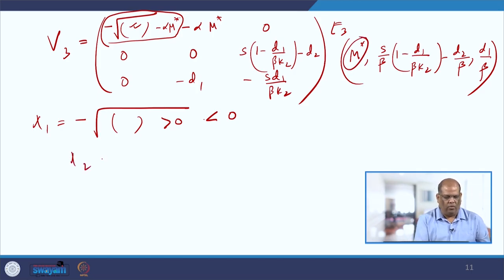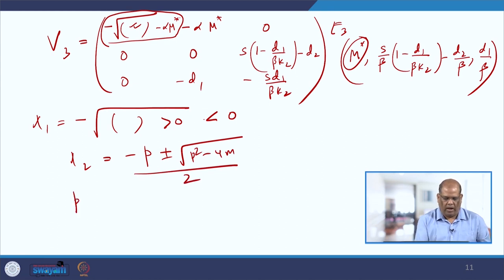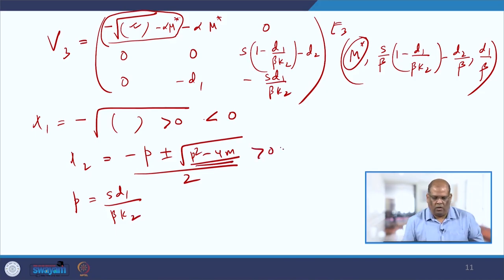So, your lambda 2 and lambda 3 will be of the form minus p plus minus root of p square minus 4m divided by 2, where your p is SD1 by beta K2, and this part will be positive. So, if you see that both your lambda 2 and lambda 3 have a negative real part, and this is also less than 0, and so your equilibrium point E3 is also stable.